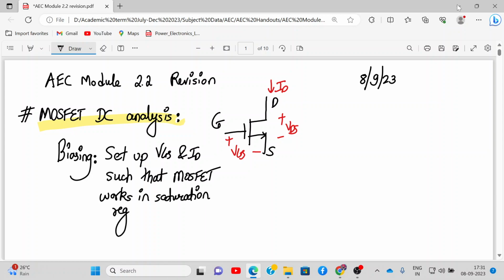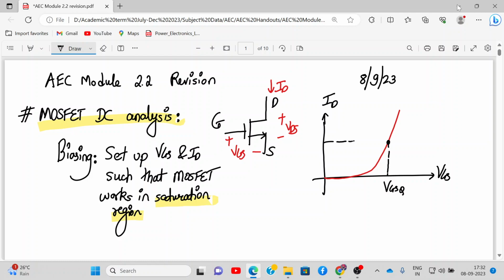So your MOSFET should work in the saturation region. In the morning session, in revision module number 2.1, I discussed where the saturation region is for a MOSFET. If I draw the transfer characteristics, ID versus VGS, my curve is like this, and I locate the Q point. This is my VGSQ and this is my IDQ. This is how I locate the Q point in transfer characteristics.